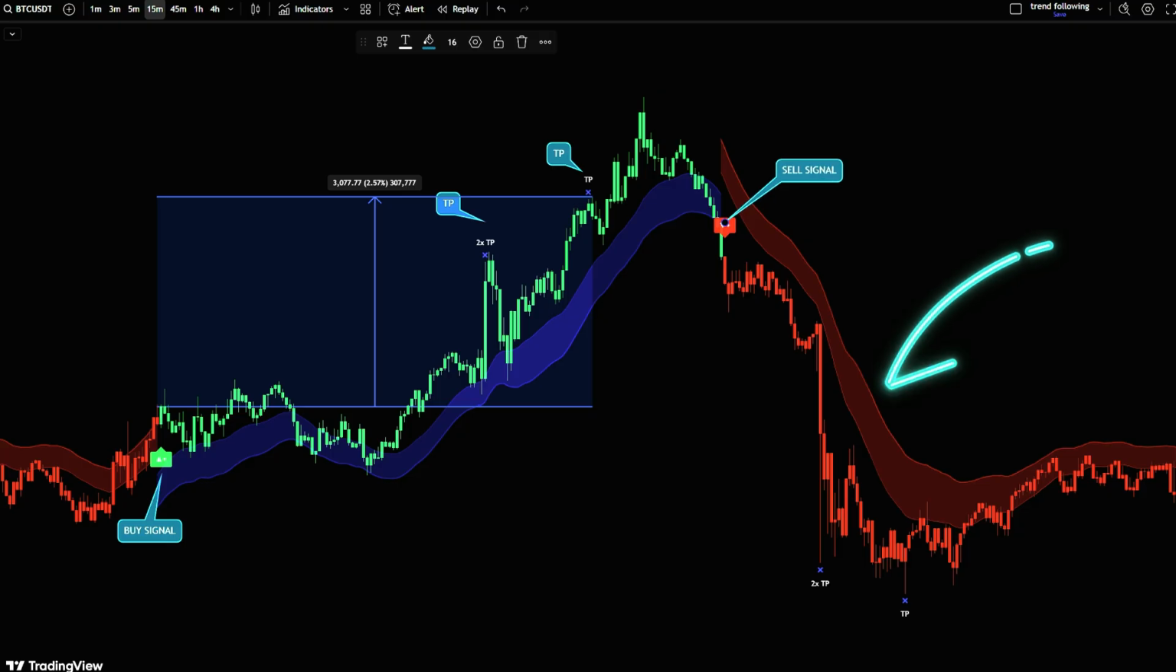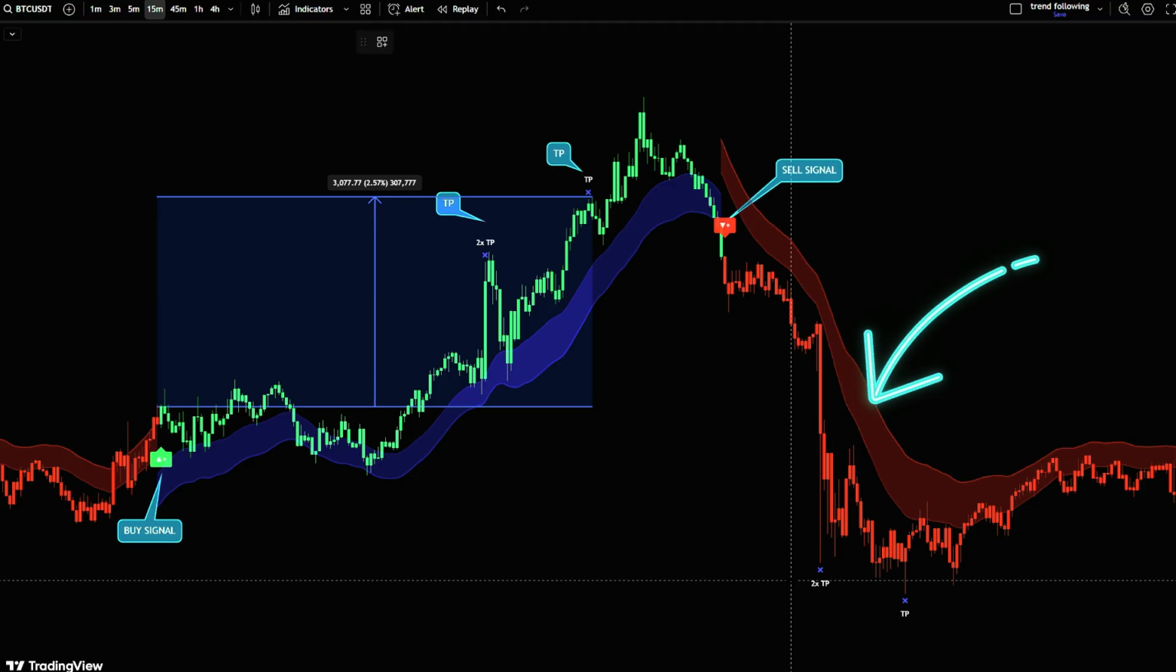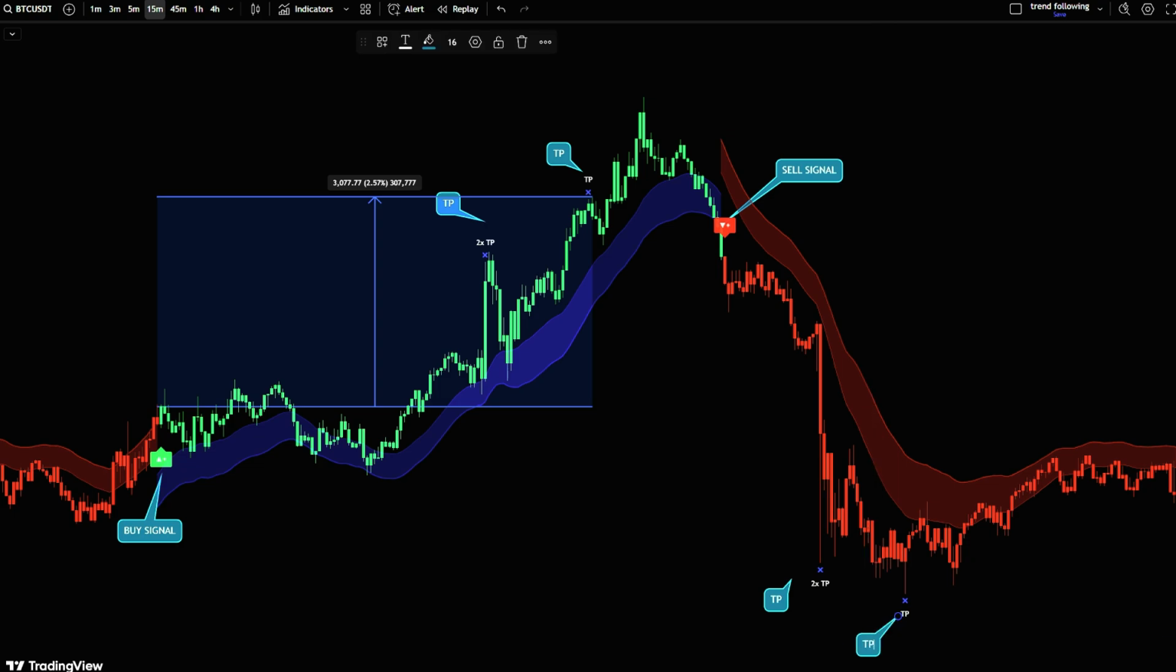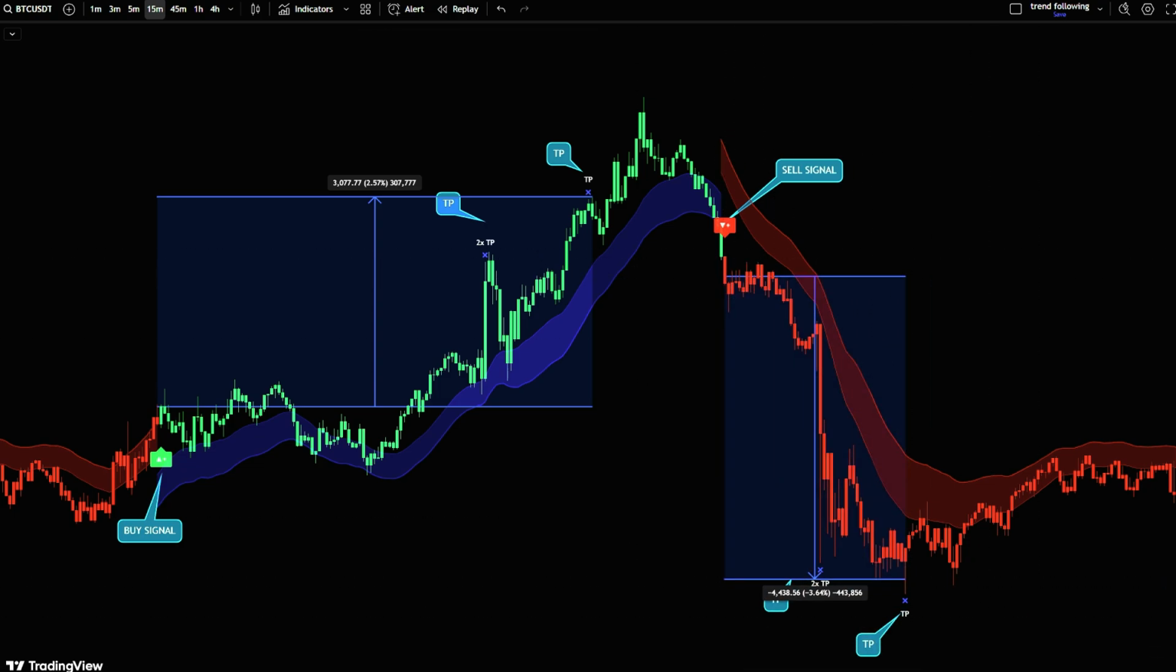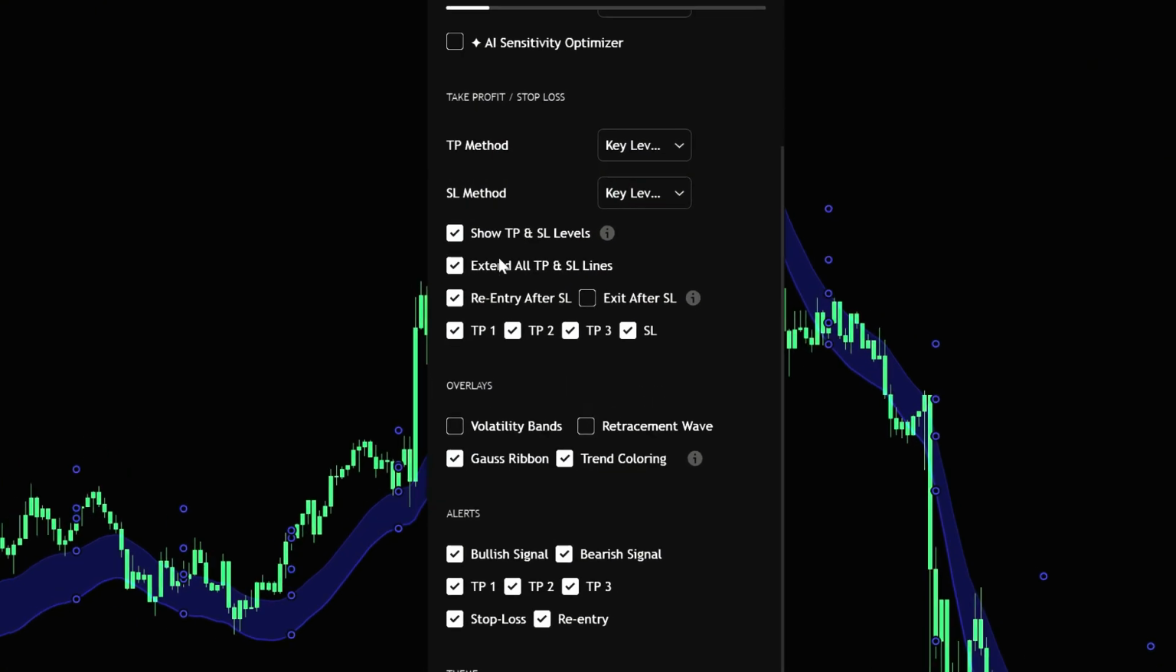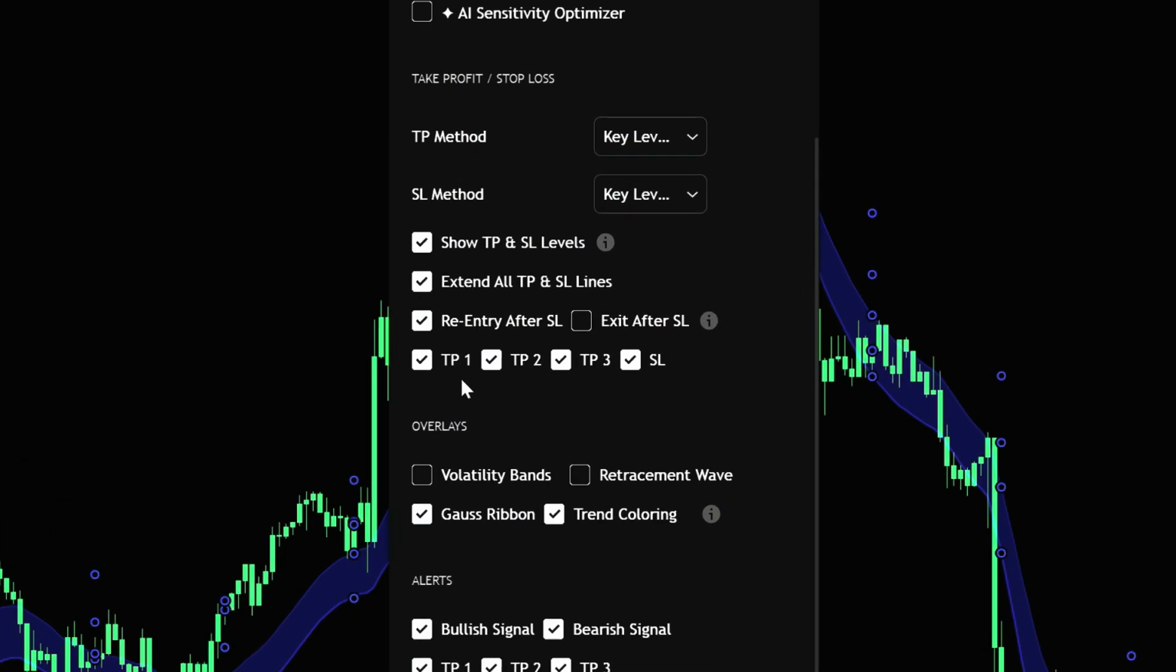So, we're building a rule for ourselves. We only pay attention to change of character signals if they're going in the same direction as the band. And just like before, the very first thing we do is jump into its settings, turn off all the extra signals and noise, and make sure only that band is visible. We want our chart as clean as possible.